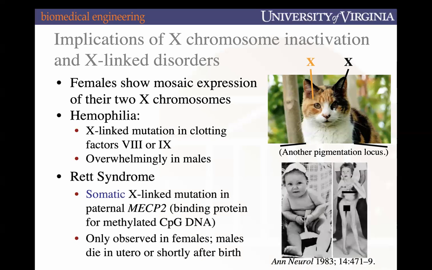Finally, Rett syndrome, it's a somatic X-linked mutation, which means it doesn't happen in the germline, that affects paternal MECP2. That's a binding protein for methylated CpG DNA. And typically, because it's X-linked, only females have the copies, whereby males will die in utero or shortly after birth. And because it's somatic, Rett syndrome doesn't typically present in its severity until later in life. And depicted here is the same patient.